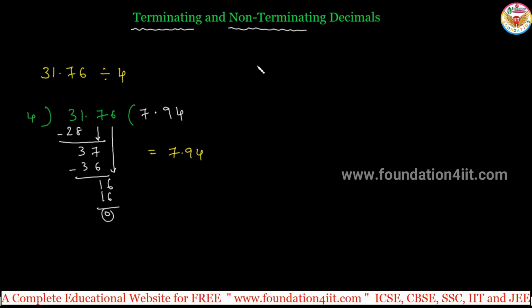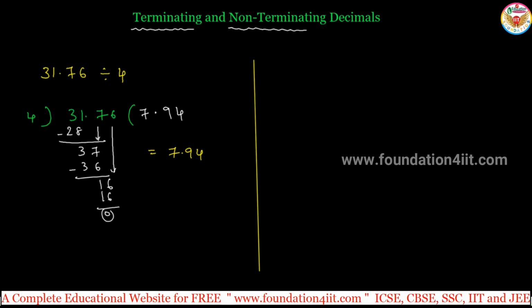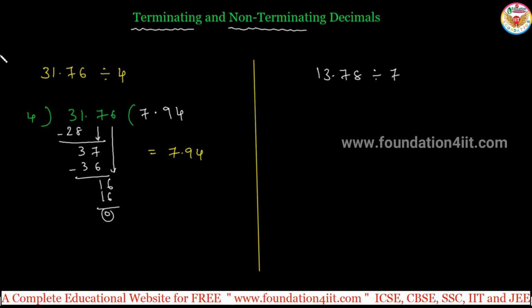Now the opposite is non-terminating. In certain cases, while dividing, the remainder does not finish. So no matter how long the division is continued, it does not finish. Let us take one example for this non-terminating: 13.78 divided by 7. Okay, let us do the division and check.